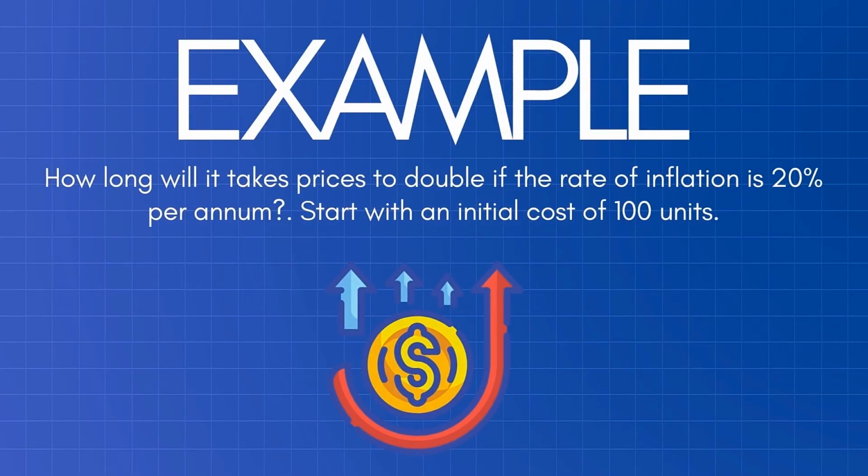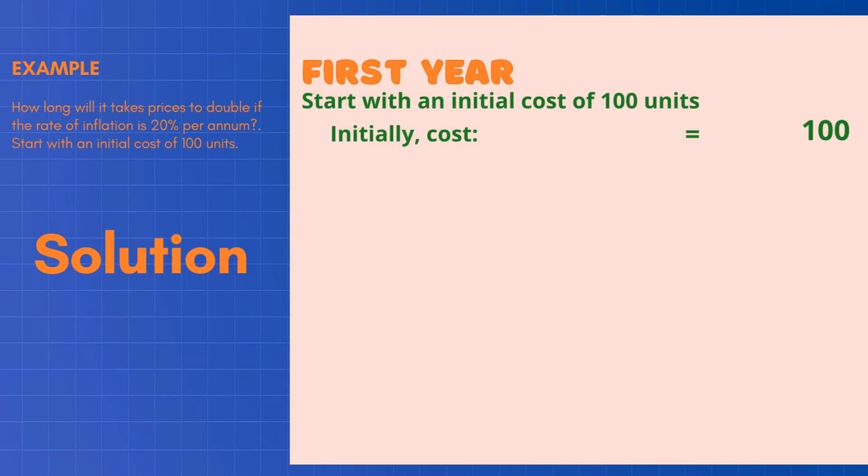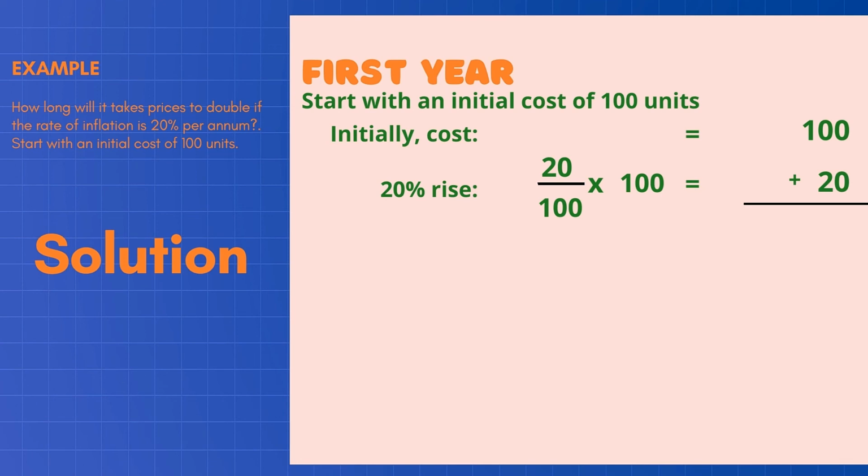Now, how long will it take prices to double if the rate of inflation is 20% per annum? You start with an initial cost of 100 units. Now, solution. Initial cost is 100 units. Now, 20% rise, which is 20 over 100 times 100, will give us, by the time we multiply and divide, 20 units. Adding up, the cost after 1 year is 120 units.